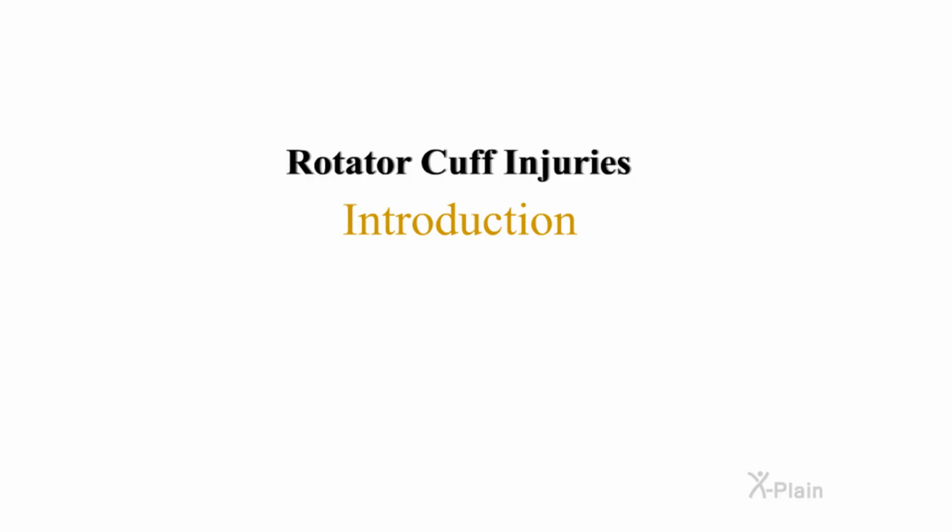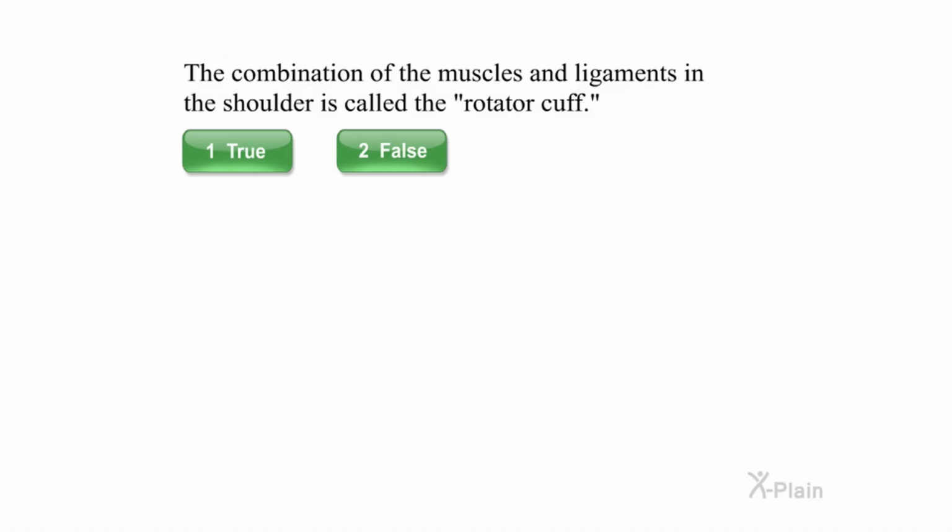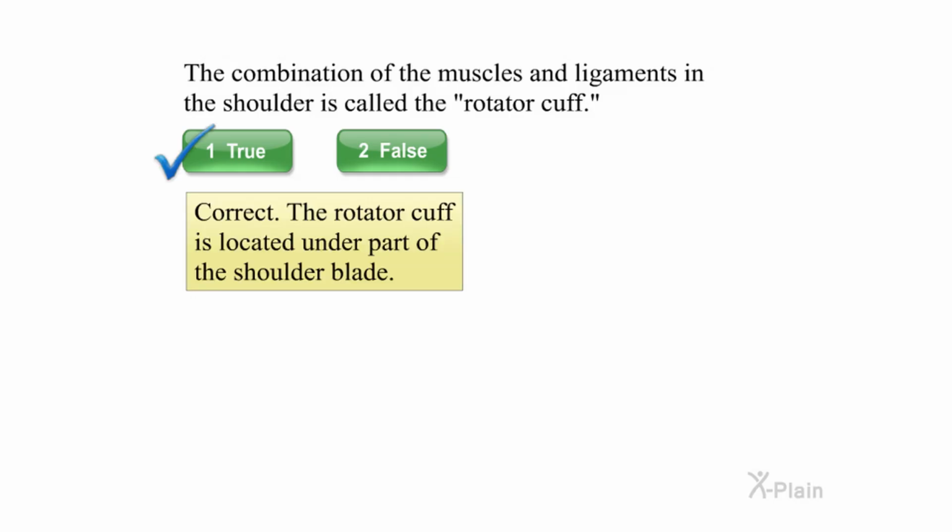Rotator cuff injuries. Introduction. The combination of the muscles and ligaments in the shoulder is called the rotator cuff. Select true or false. Correct. The rotator cuff is located under part of the shoulder blade.